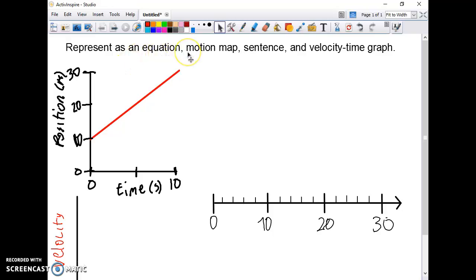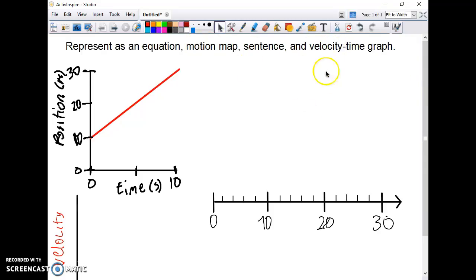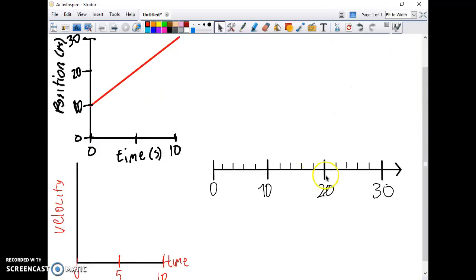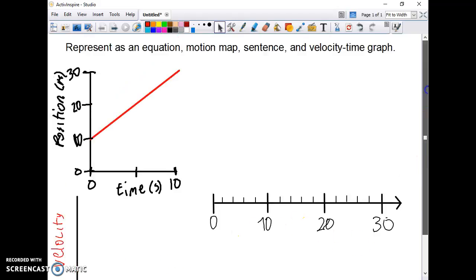What we have to do is represent that same motion as an equation, as a motion map with words, and as a velocity time graph. We're going to put the equation up here. Here's our space for the motion map. Here's our space for the velocity time graph, and we'll put some words down here in this bottom right space. Okay, let's start with the equation.